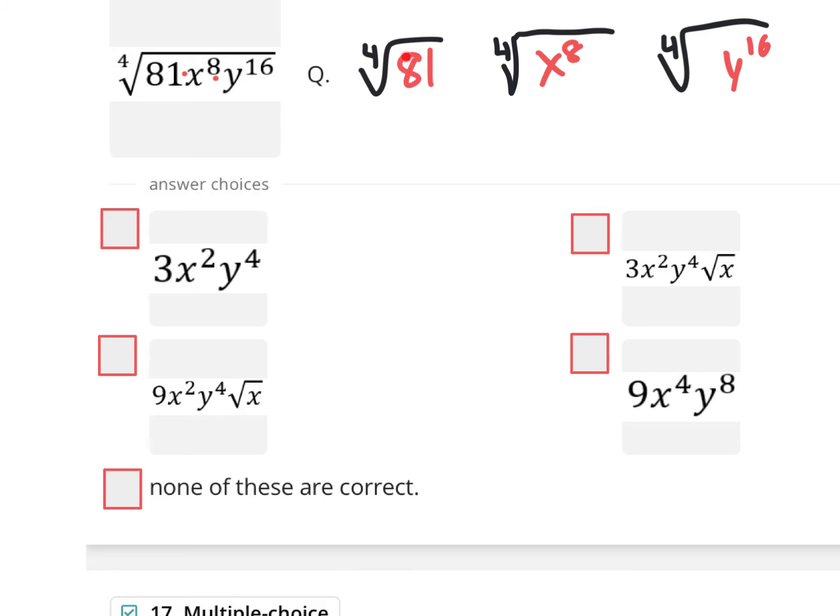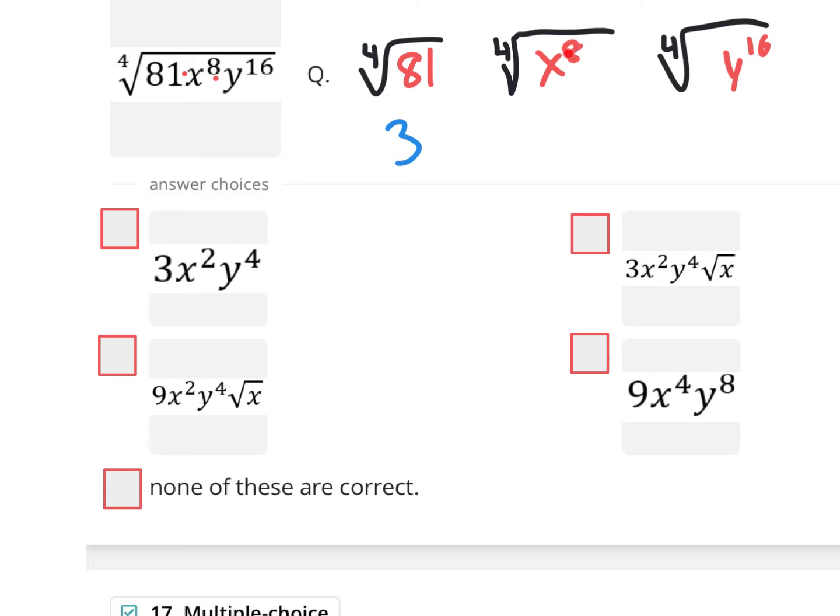Now I need to think what number times itself 4 times will give me 81. If I think 2 times 2 times 2 times 2, that won't cut it. 3 times 3 is 9, times 3 is 27, times 3 is 81. So 3 would be your answer right here for this first one. That's a 3.